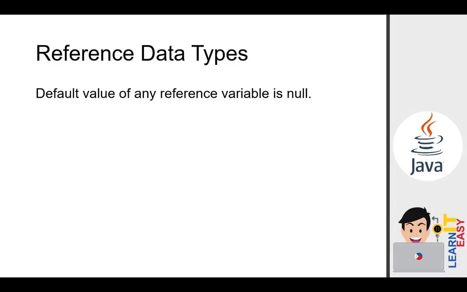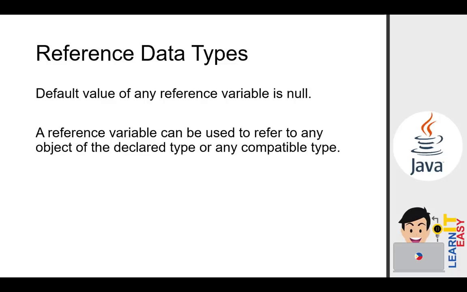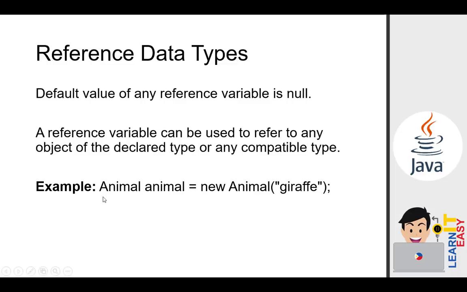So, default value for any reference type variable is null. A reference variable can be used to refer to any object of declared type or any compatible type. For example, so, kung gumawa tayo ng isang animal class, and then gagawa tayo ng instance ng class na yun in a form of object like animal is equals to new animal, and then papasahan natin siya ng value na giraffe. So, nag-create tayo ng isang object na animal na may value na giraffe. So, this is how we create objects in Java.